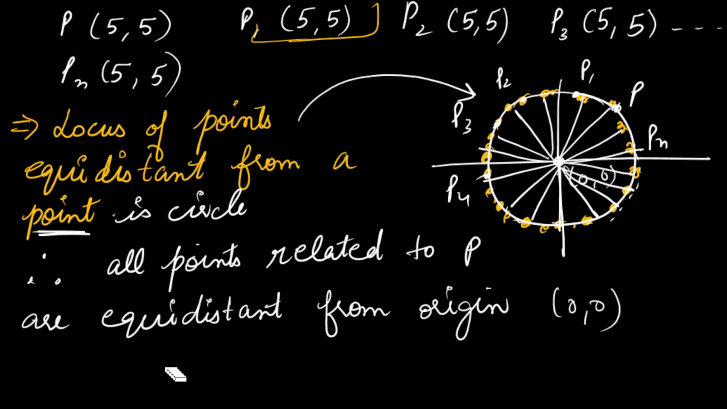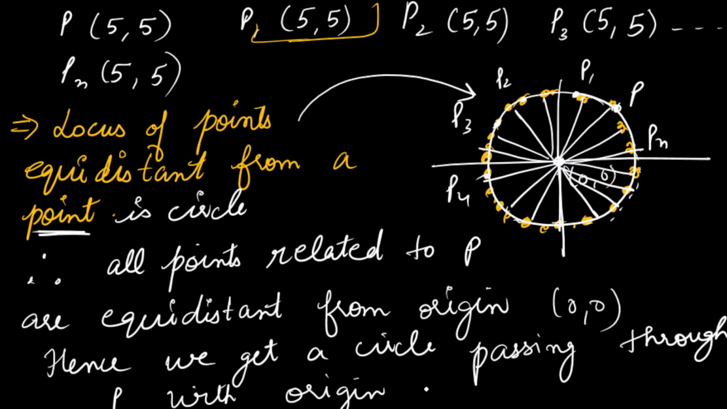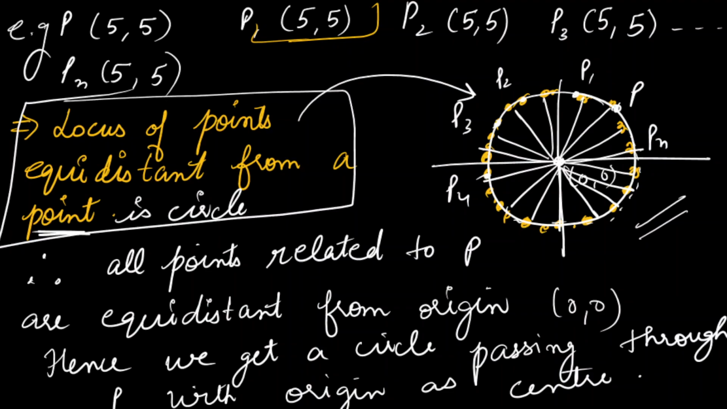So hence we get a circle passing through P with origin as center. That's what we had to show. You can draw also like this, and you can give an example also, and this definition of circle you can write here. Let's do the next question.